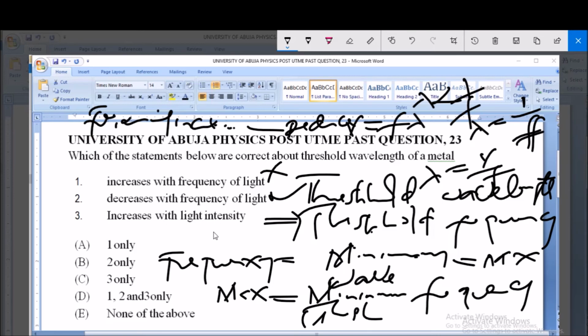3 says increases with light intensity. Light intensity doesn't affect the wavelength in a photoelectric effect, doesn't affect the threshold wavelength. So the correct option is 2, which is option B, 2 only. Now, 2 is the only correct option in this particular question, because A says 1 only, and I said 1 is not correct. D says 1, 2 and 3, that's actually wrong, and E says none of the above. So the correct answer to this question is option B.